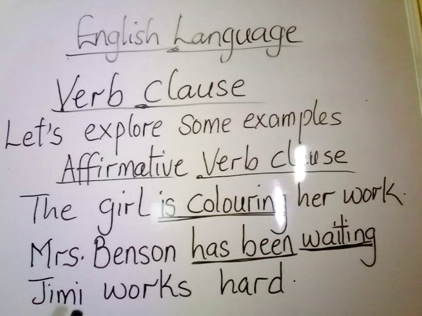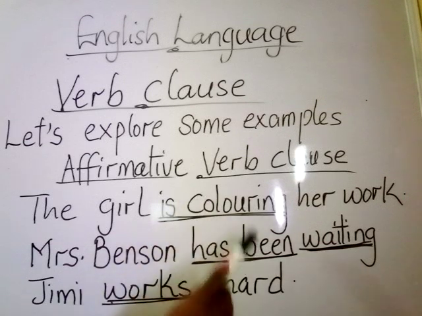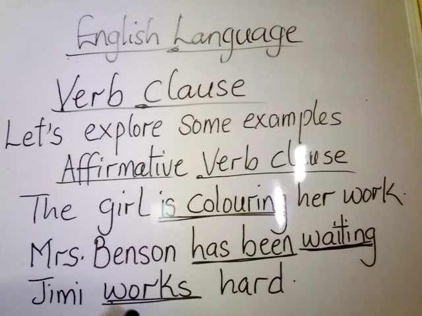Now the third example says Jimmy works hard. Remember, we said a verb clause could just be a main verb, or it could be a combination of main verb and auxiliary verb. So in the first two cases, we have a combination of main verb and auxiliary verb, that is helping verbs. But in this example, we see a case of just the main verb, okay? But it is also a verb clause. So Jimmy works hard, okay? Let's look at some further examples.